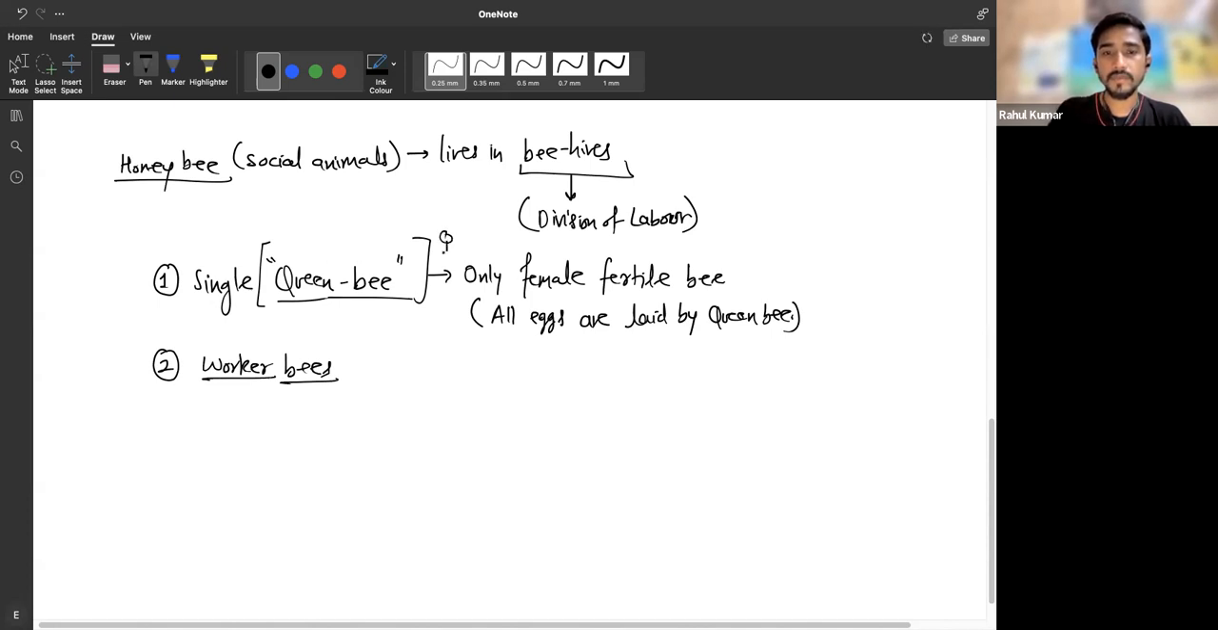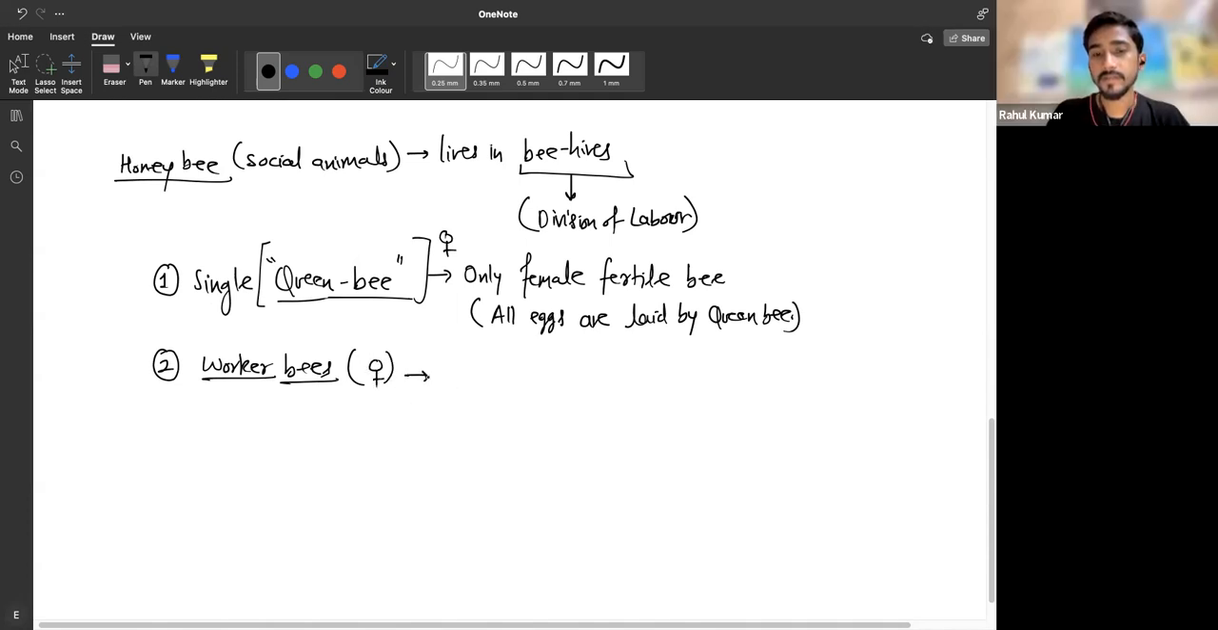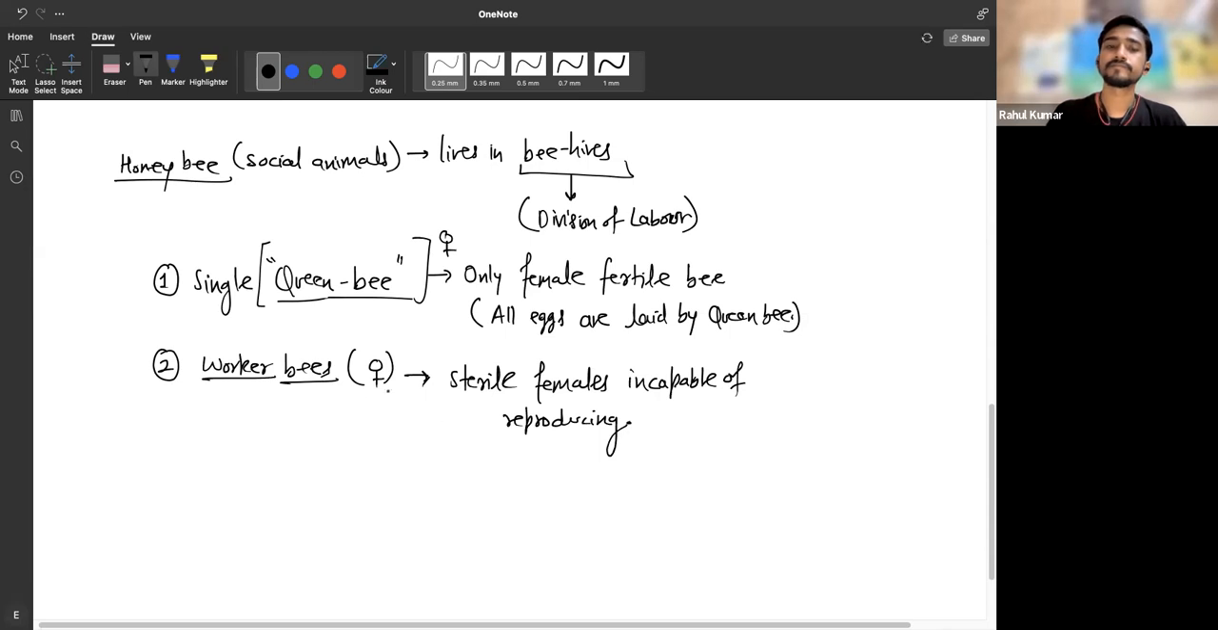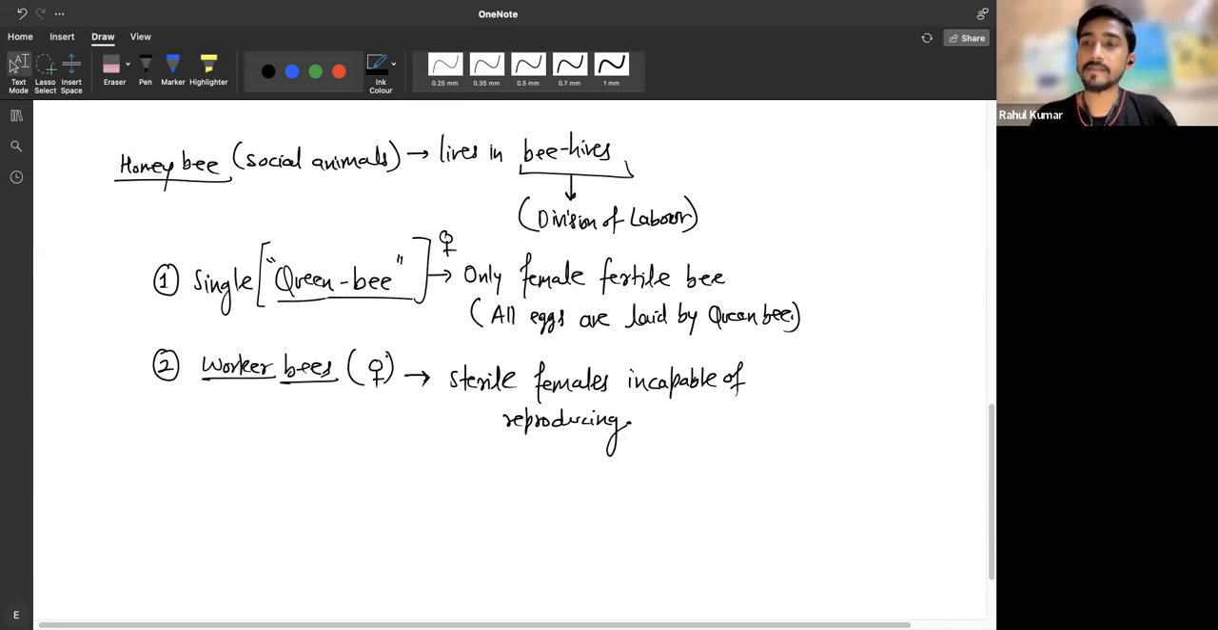So queen bee is a female. Worker bees, are they male or female? They are females. All worker bees are females, but they are sterile. Sterile females incapable of reproducing. Is it clear? Yes, sir. So the only bee that is reproductively active is the queen bee, right?